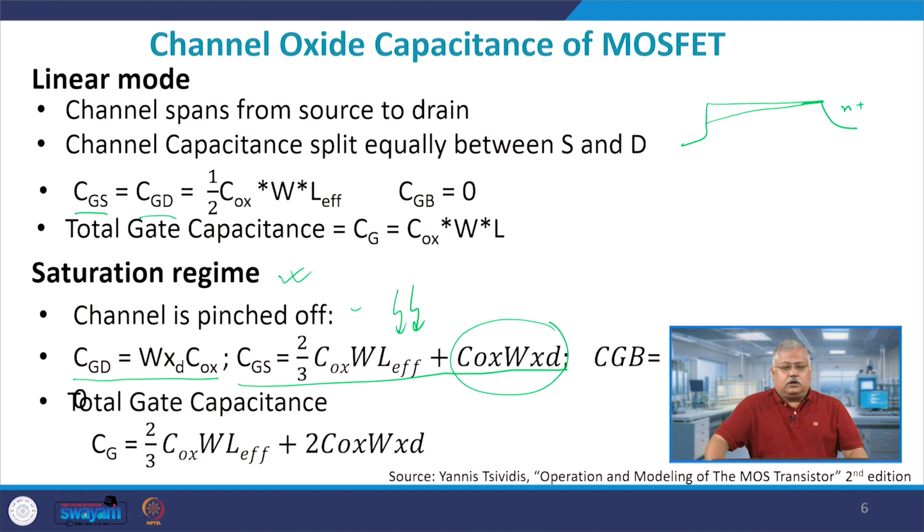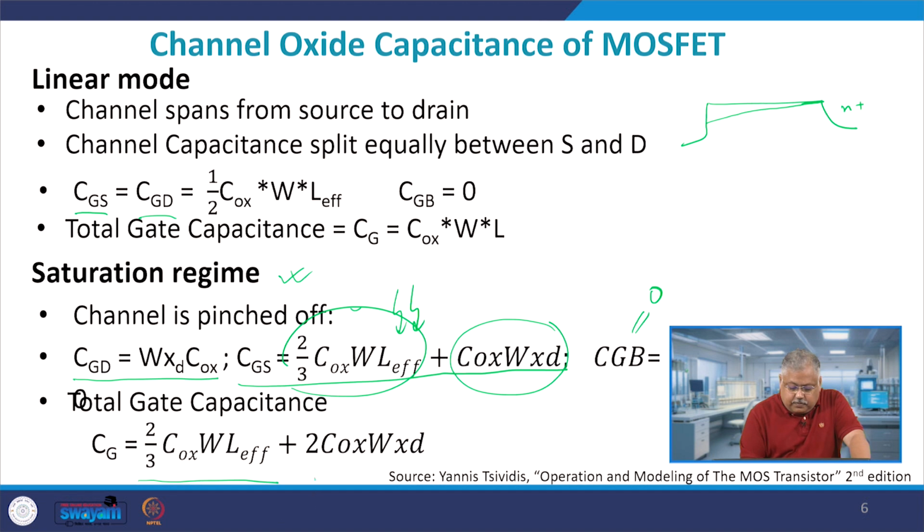And the reason this component comes into the picture is that in the saturation region, when the channel is pinched off at the drain end, you still have a substantial depletion region on the source side, a small depletion region which contributes this much oxide capacitance. And CGB, since the channel is formed, screening effect takes place, so my CGB is exactly equal to 0.